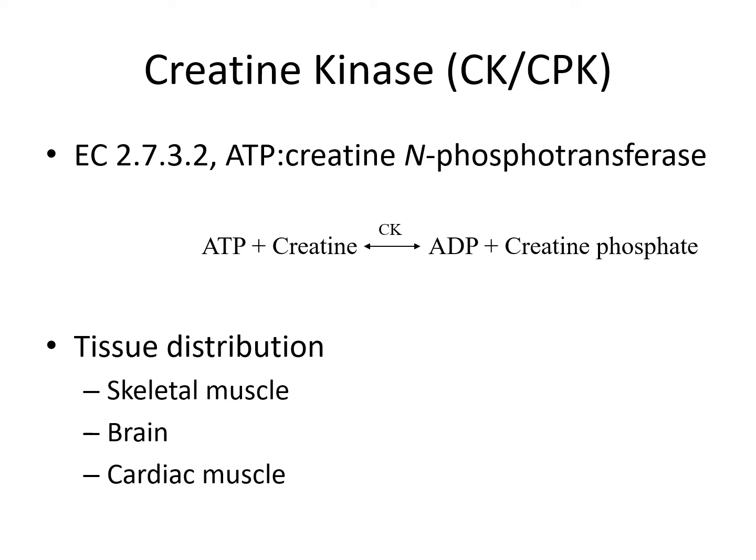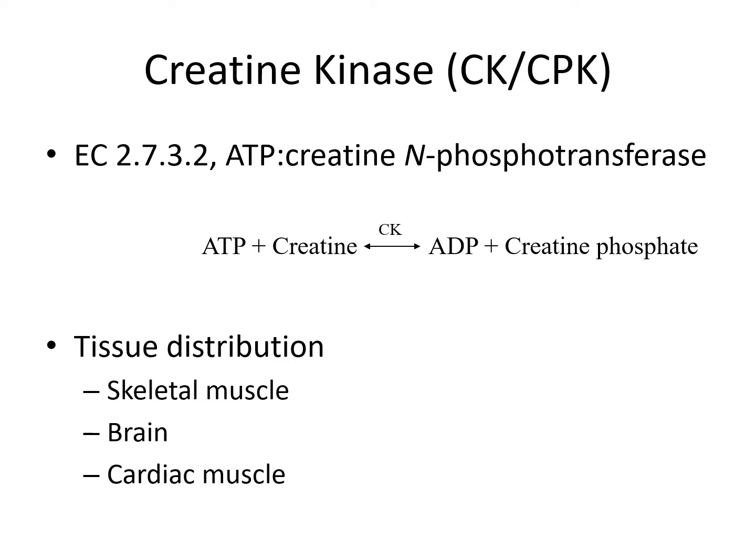First up here is creatine or creatinine kinase, CK or CPK. They all refer to the same enzyme. Of course, this should look familiar from when we discussed enzymes several weeks ago. EC 2.7.3.2, ATP, creatine N-phosphotransferase. So as the enzyme commission number shows here, this is a class 2 enzyme, meaning that it's a transferase enzyme. It transfers a phosphate group from ATP to creatine, and of course ATP becomes ADP and creatine becomes phosphorylated, meaning that it's now creatine phosphate.